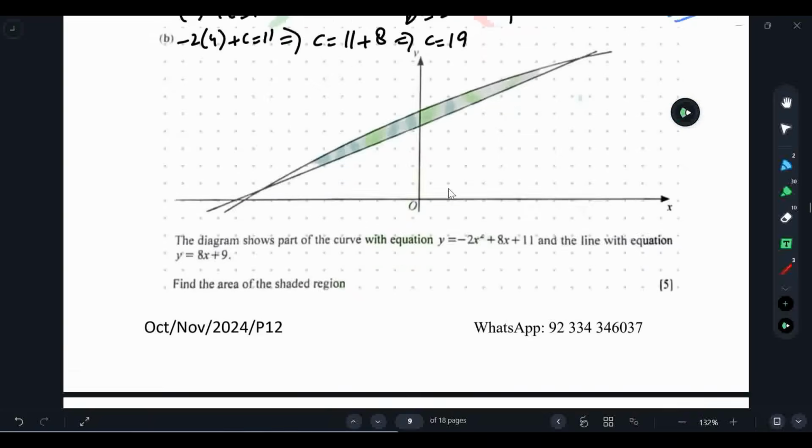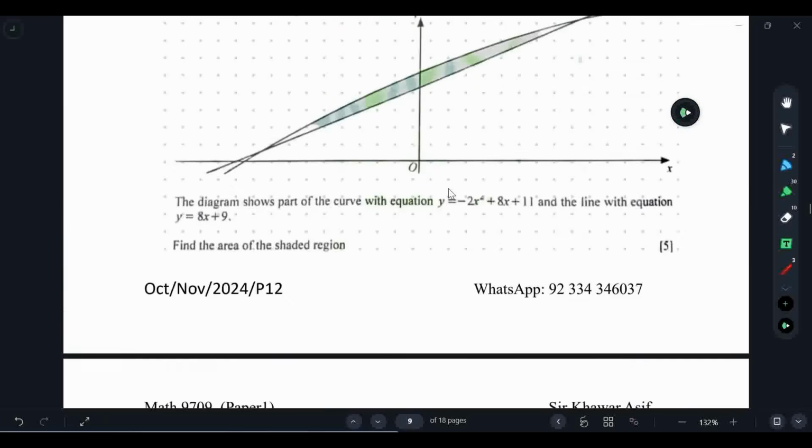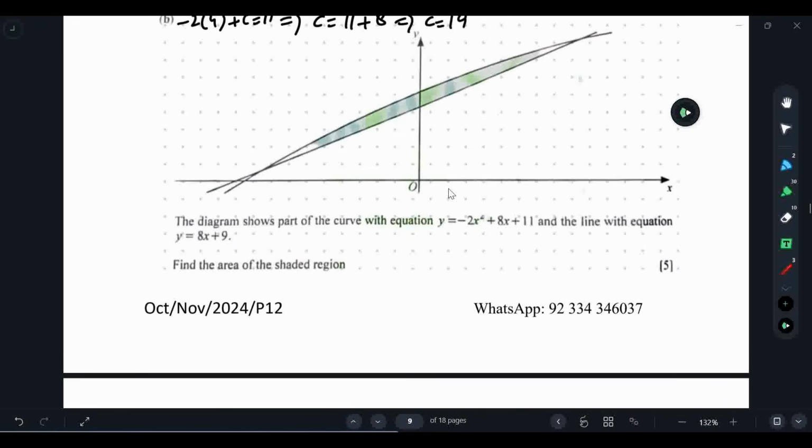Let's move to the B part. Now in the B part, the diagram shows the part of the curve with the equation this and the line with the equation this. Find the area of the shaded region. Now for the area of the shaded region, first of all we need to find the intersection point.